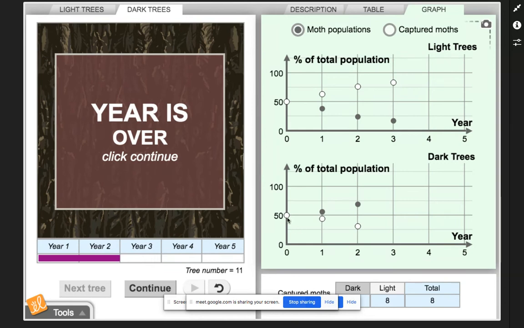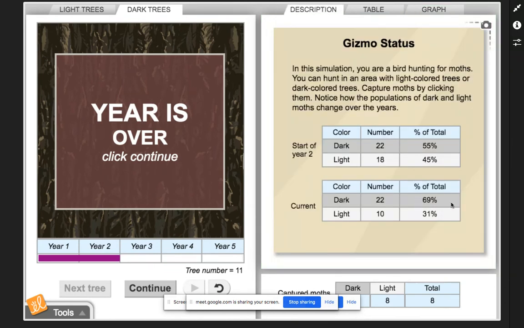So now we can see that there's a change in the population there. So now we've shifted the population back. We have a change. See how it's changed? It was nearly almost 50-50. Now it's 70-30. We have evolution occurring. Evolution is that change in the population over time.